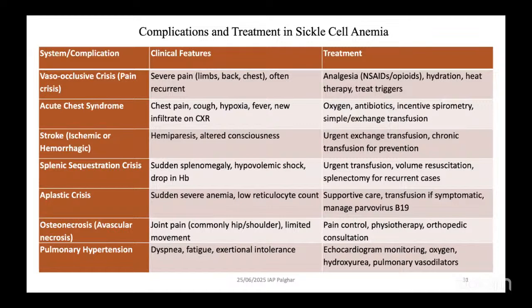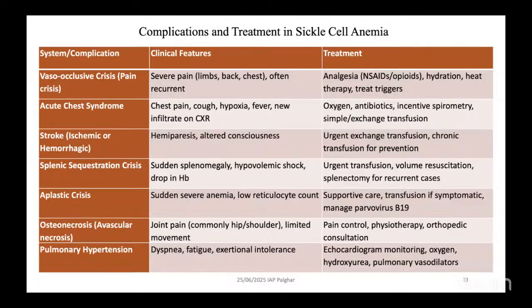These are all common complications which we encountered in sickle cell patients like vaso-occlusive crisis, the treatment of which is hydration, analgesia. Acute chest syndrome usually manifested as chest pain, cough, hypoxia, fever, and new infiltrates on chest X-ray, the treatment of which is oxygen, antibiotics, and sometimes transfusion. Stroke, it is one of the dreaded complications. And once they develop stroke, the patient usually requires exchange or simple transfusion for prevention of further stroke.